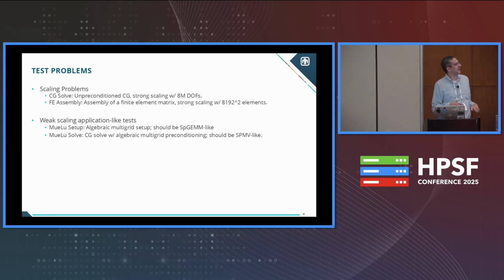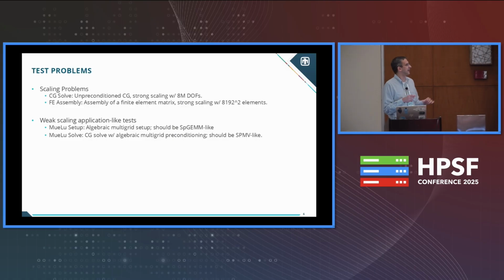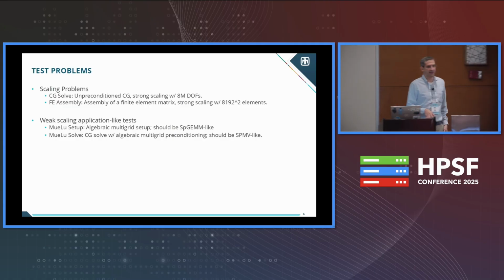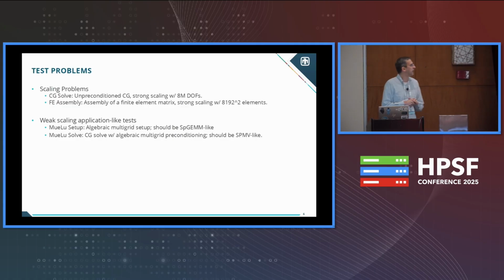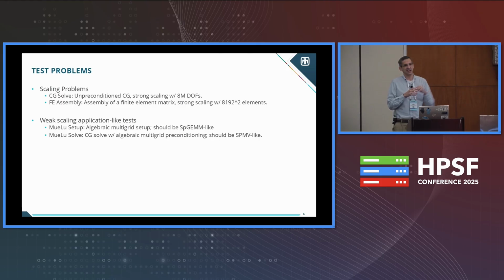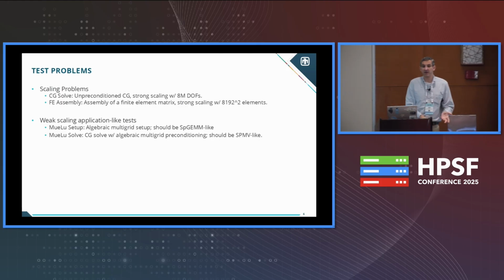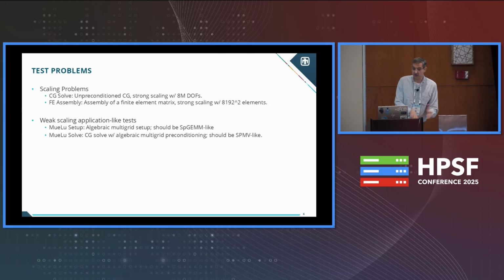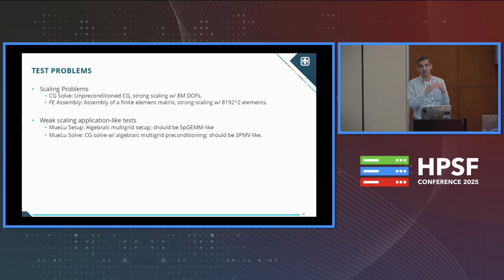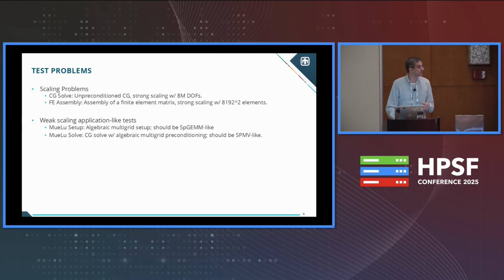And then we're going to do finite element assembly. Again, it's strong scaling, and that's 8,000 squared elements, right? So it's in 2D. We're going to look at two weak scaling tests that are supposed to be more application-like, and these are based on our algebraic multigrid solver, MueLu. There's going to be a setup phase that's going to be dominated by things like sparse matrix multiplication. And there's going to be a solve phase, which should look like SPMV. And that's going to be weak scaled. I'm going to make the problem bigger as I throw more ranks at it. So those are my test problems I'm going to use.